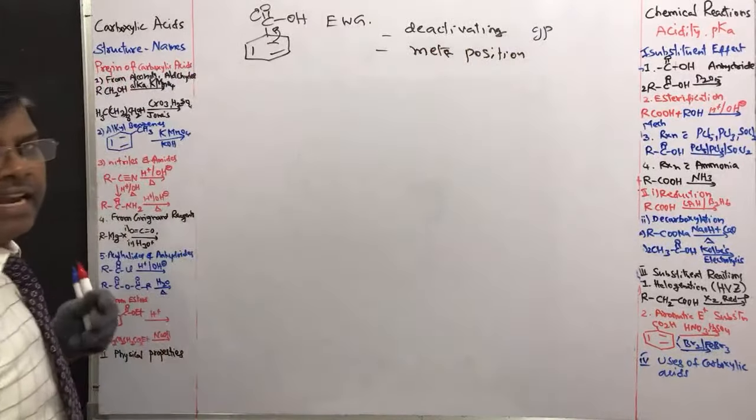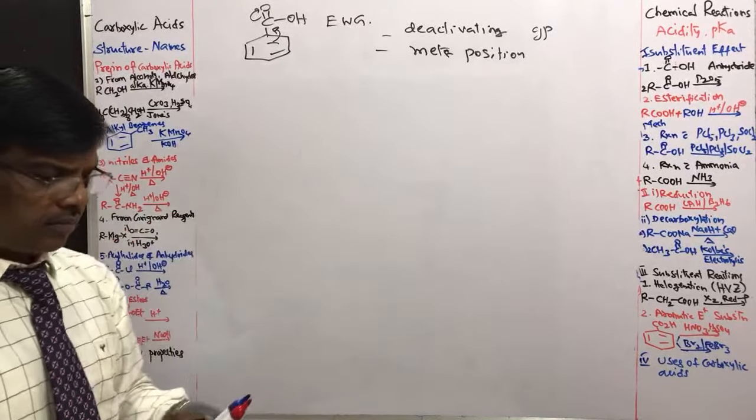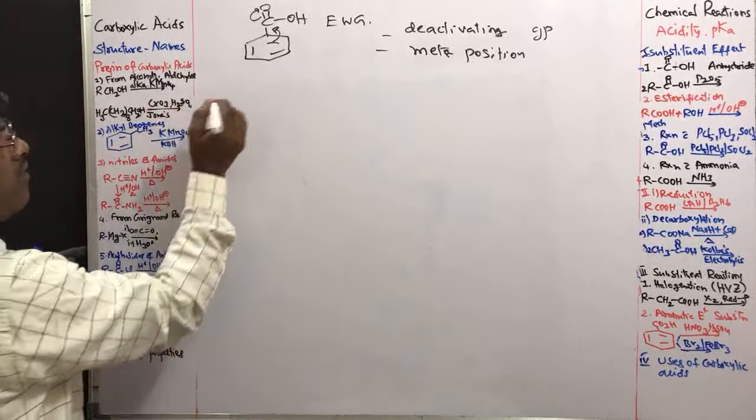These are meta directing groups. Carboxylic acids are meta directing groups. Since it is a carboxylic acid, it is very, very important, students.